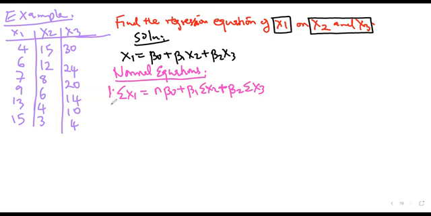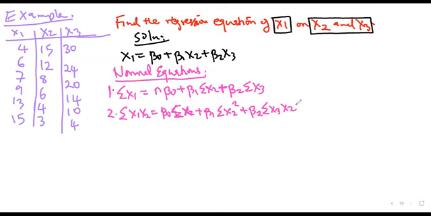In the second normal equation, you multiply everywhere by x2, then you sum. So we'll have summation of x1 x2 is equal to beta naught summation of x2 plus beta 1 summation of x2 squared plus beta 2 summation of x3 x2. That's the second normal equation.